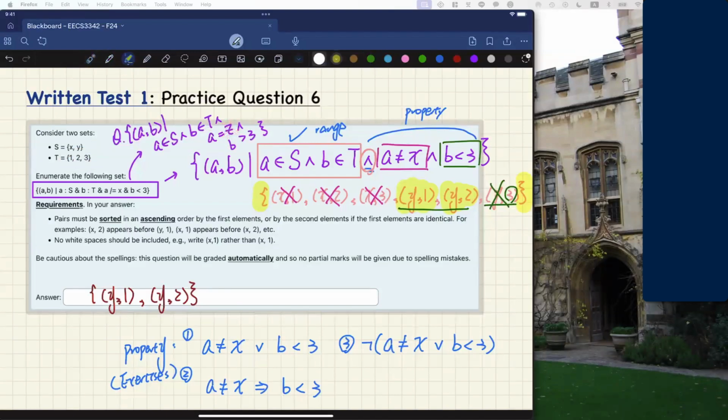Or even, let's not go for that extreme. I can simply say A will be equal to X, and B larger than 3. This is simply not possible, because in order to be in T, the value is either 1, 2, or 3, and none of them is larger than 3. So that means the resulting set should be empty.